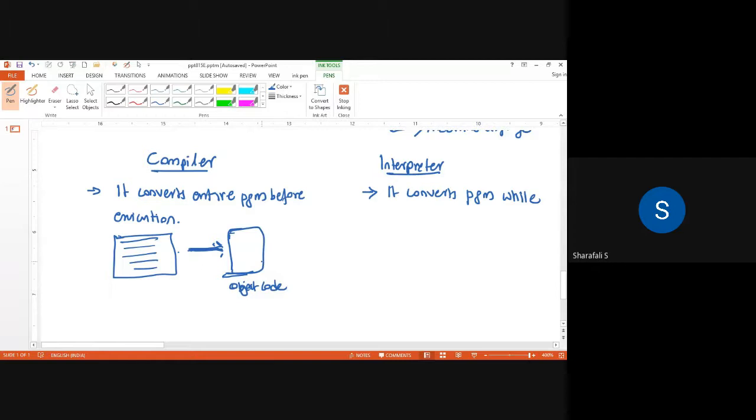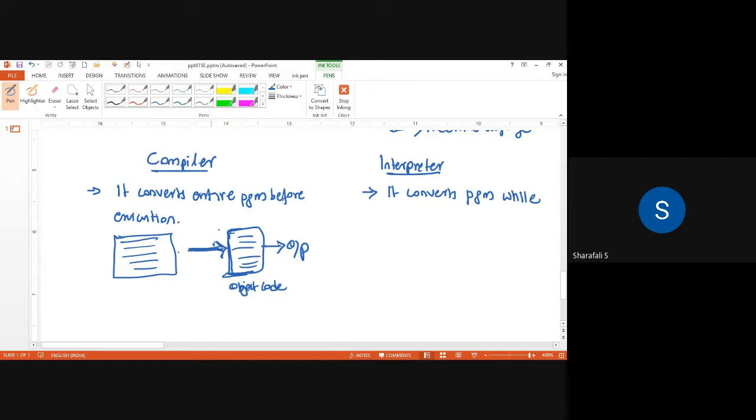So we'll be having object code. First it will convert all this program into object code, which means it will be converted into the binary form that can be understood by the system. After that only the program will execute and we will get the output. Object code is nothing but that binary format, the machine language.